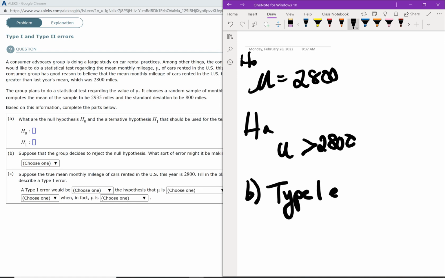Remember, a type 1 error has to do with rejecting a true null: you reject the null hypothesis when in fact the null is true. That's why, immediately once you see reject the null, you know it's a type 1 error. In part C, it says, suppose the true mean monthly mileage of cars rented in the U.S. this year is 2,800. So we would need to fill this in.